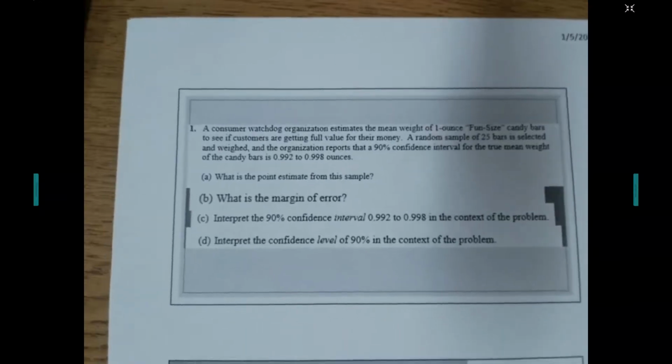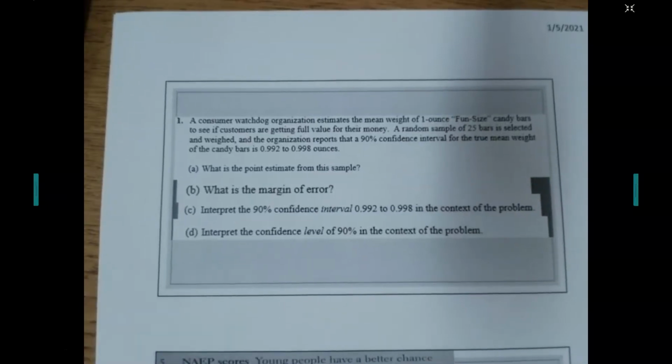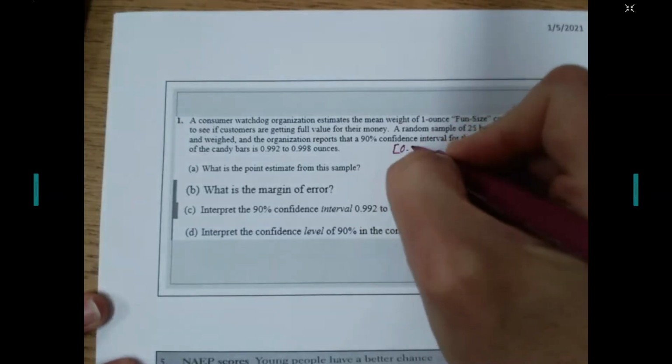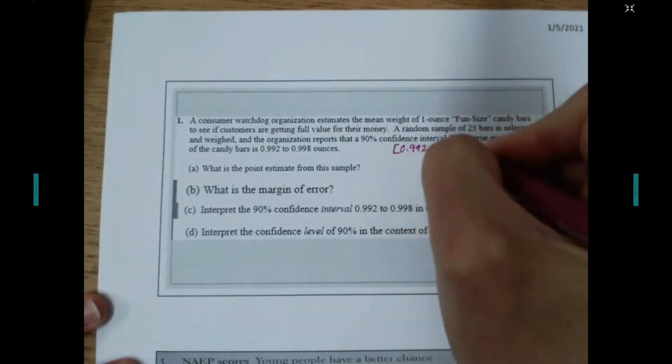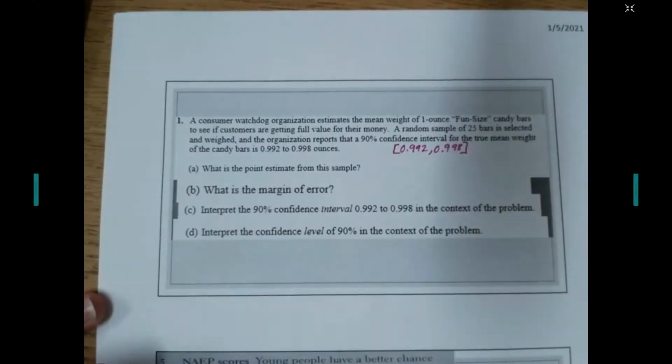Okay, so let's apply this a little bit. A consumer watchdog organization estimates the mean weight of 1 ounce fun-sized candy bars to see if customers are getting the full value for their money. A random sample of 25 bars is selected and weighed, and the organization reports a 90% confidence interval for the true mean weight of the candy bars of 0.992 to 0.998 ounces. So we have this 90% confidence interval from 0.992 to 0.998. Now the first question asks, what is the point estimate from the sample?